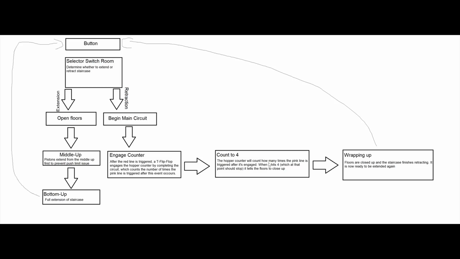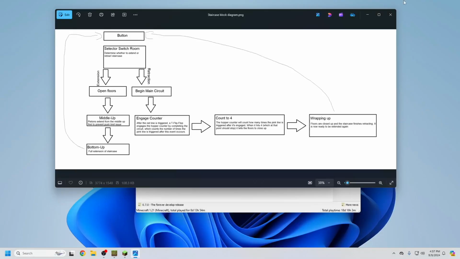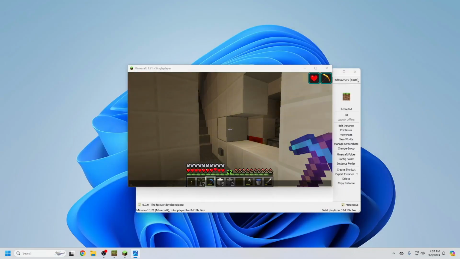By the time this happens, the staircase is retracted so far down that the floor can be covered up and it won't interfere with the staircase. The floor doors close up, the staircase is retracting, and it's not extended again. At the end, it goes back to here, where it can be repeated an indefinite number of times, in theory. So with that being said, let's follow this along and go to the world and see how it all looks.